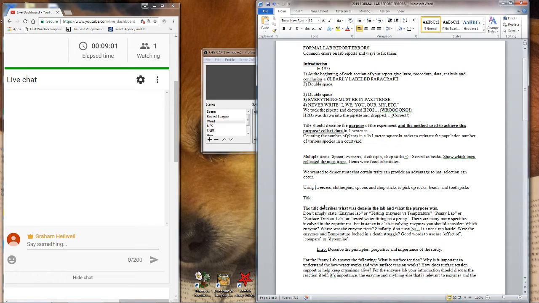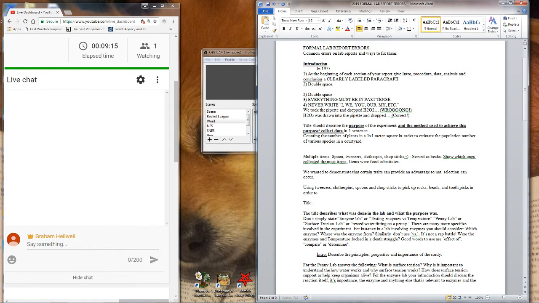Okay, so why have the multiple utensils in there? That's something to look for, is excess verbiage. Don't be too verbose if you don't have to be. Using tweezers, clothespins, spoons, and chopsticks to pick up rocks, beads, and toothpicks in order to demonstrate that certain adaptations can provide a survival advantage and lead to natural selection.